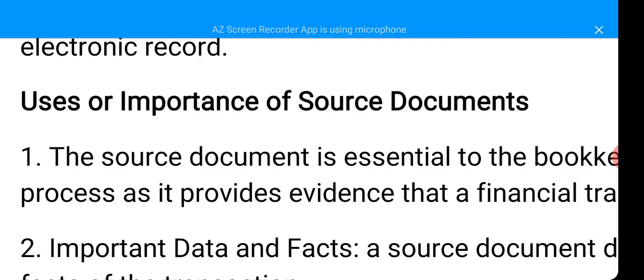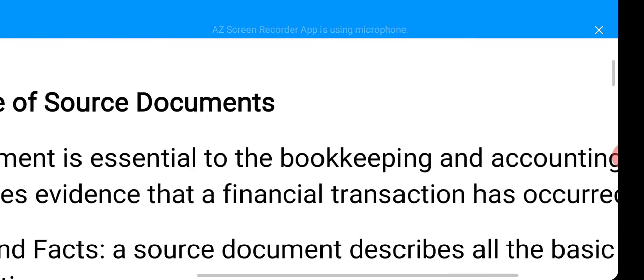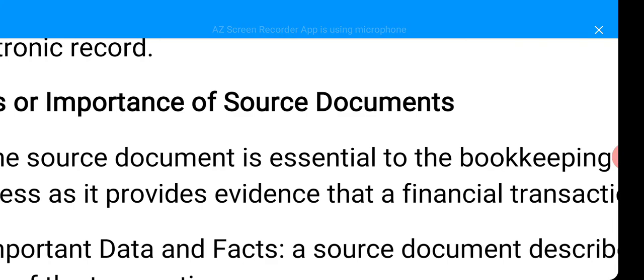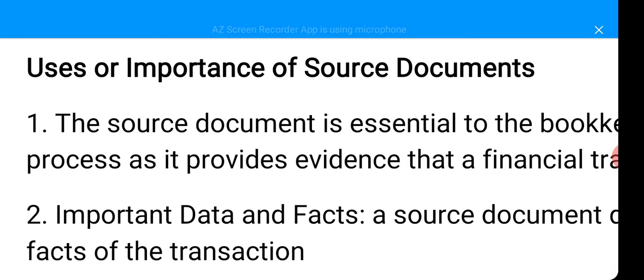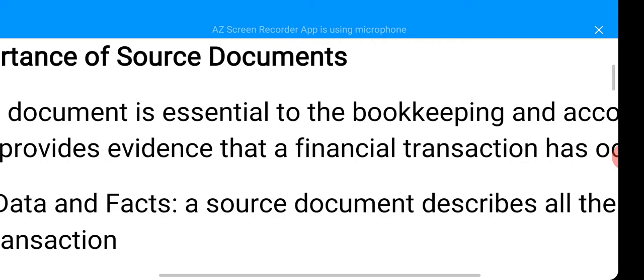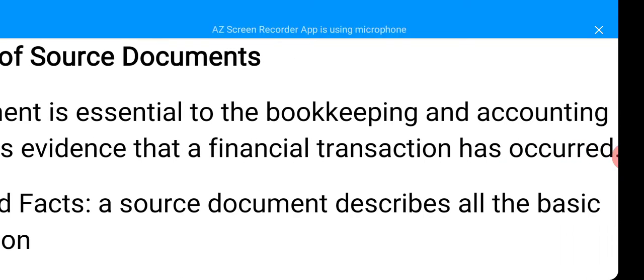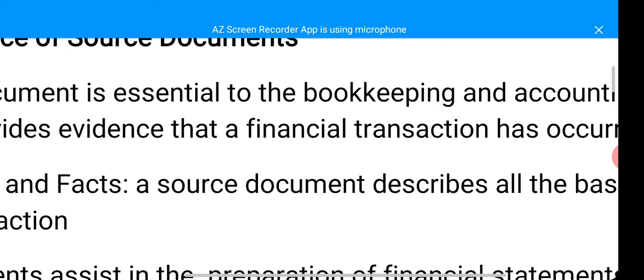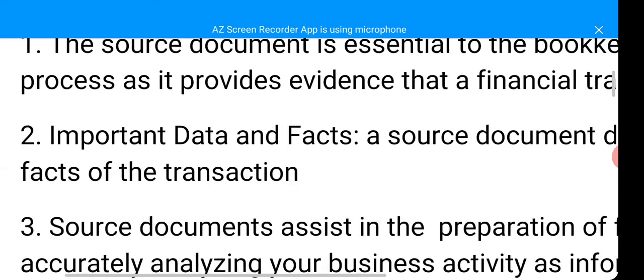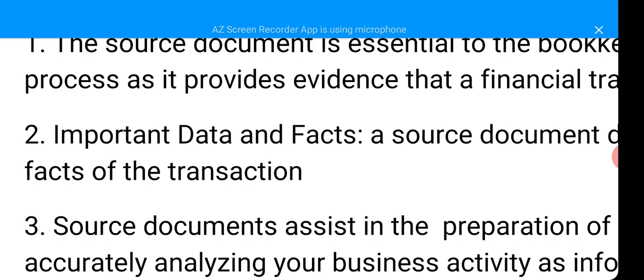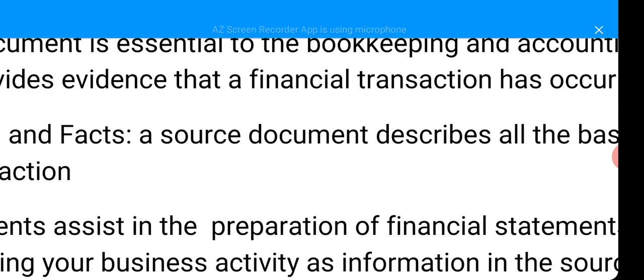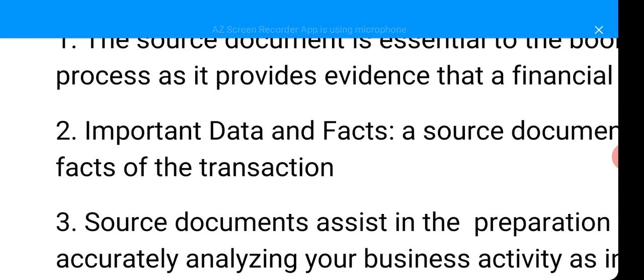So let's look at the importance of source documents. One, the source document is essential to bookkeeping and accounting. Why? Because it provides evidence that a financial transaction has occurred. So source documents are evidence of a transaction. Two, important data and facts. Source documents describe all the basic facts of the transaction, like I've stated earlier: the date, the amount, to whom the transaction was made, and so on.